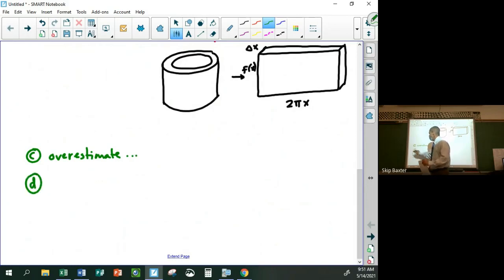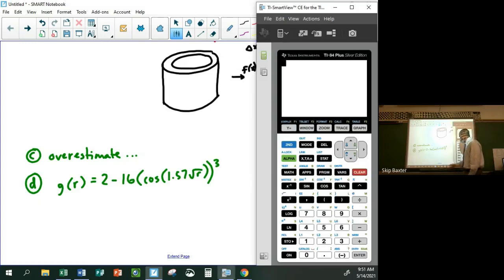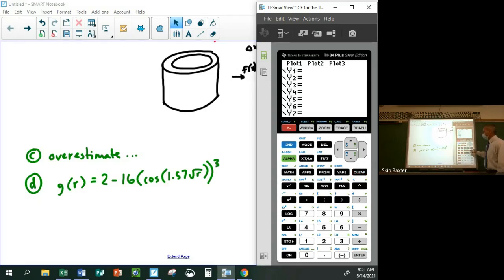All right, D. This says the density of bacteria in the petri dish is modeled by the function g of r equals 2 minus 16 times cosine of 1.57 radical r cubed. Before I do anything, I'm just going to type it into my calculator because this is a calculator question, and I'm sure I'm going to have to use it. That way, if I run out of time, I can still do it.